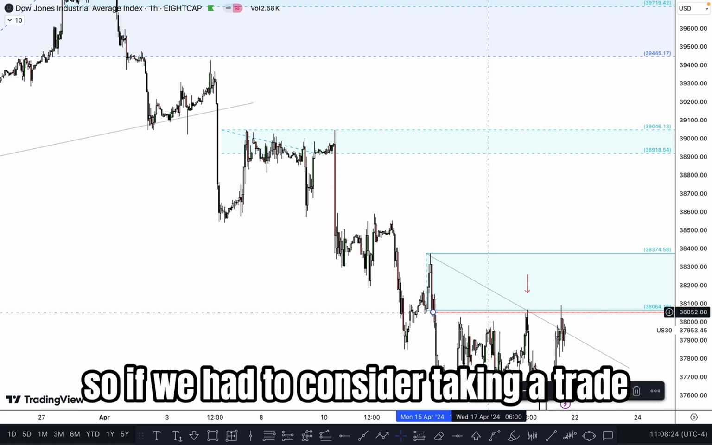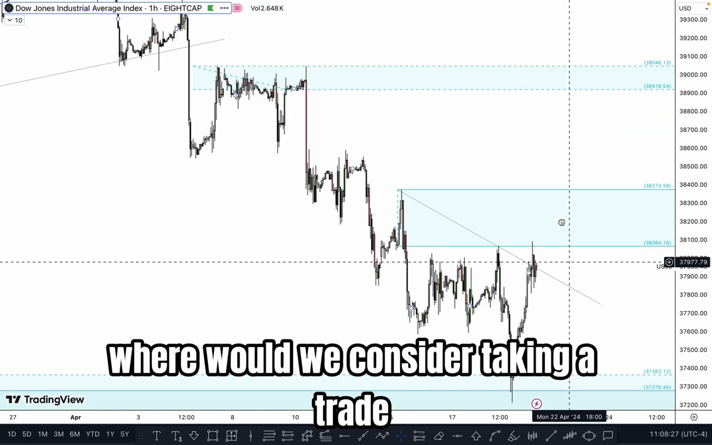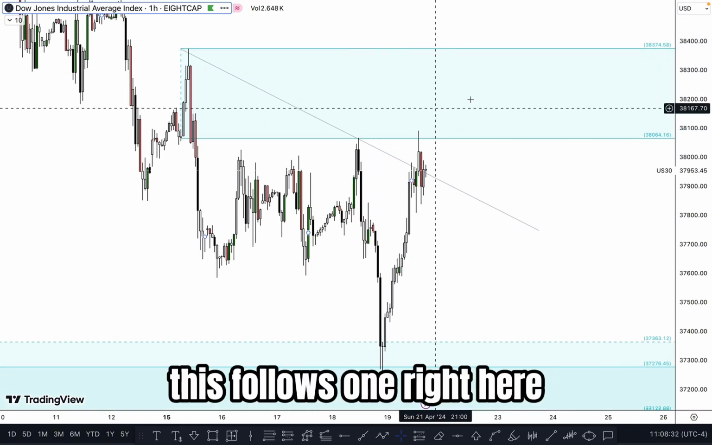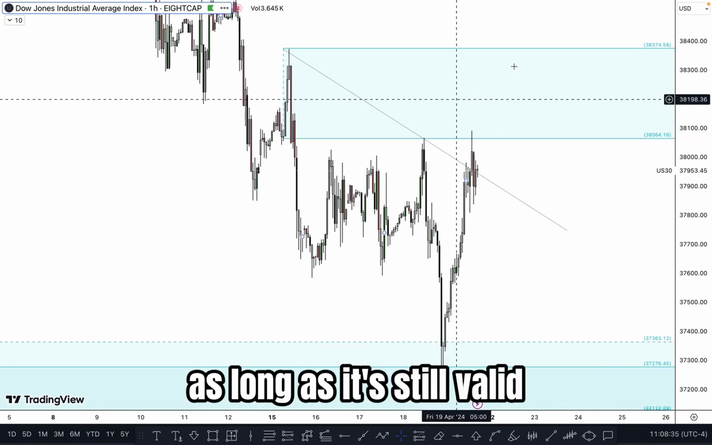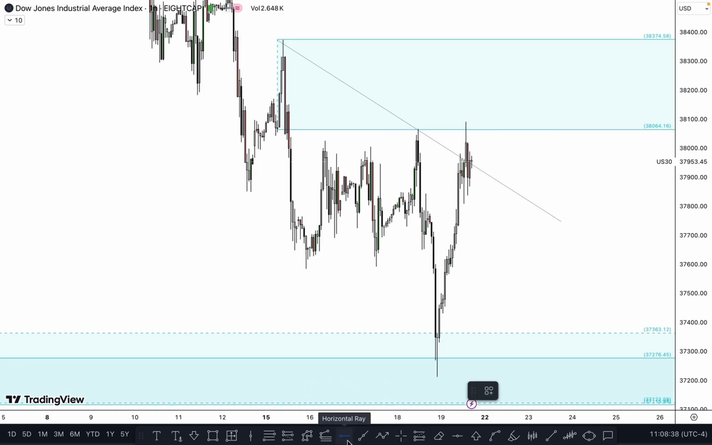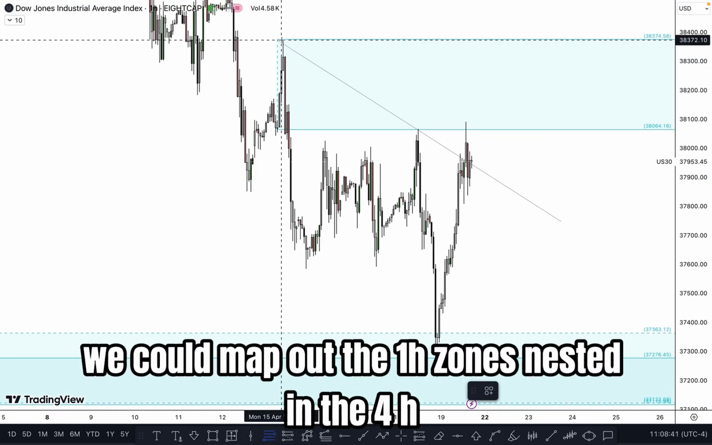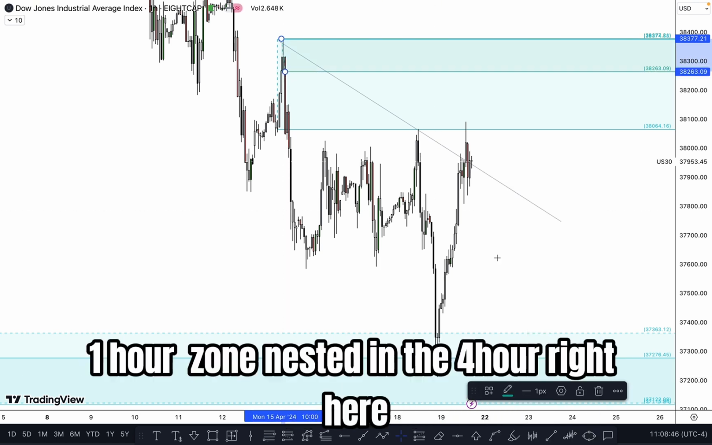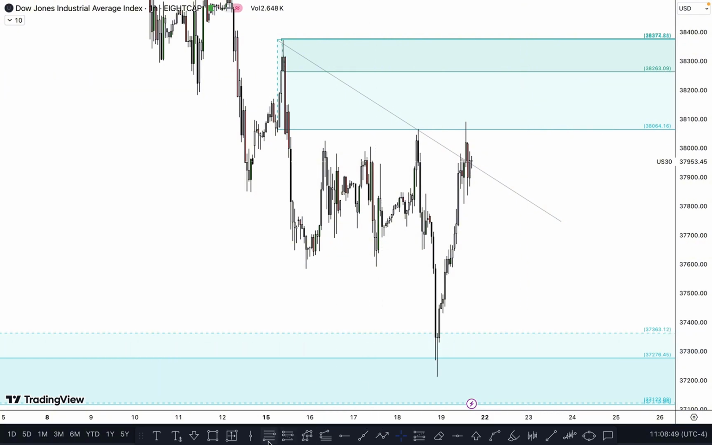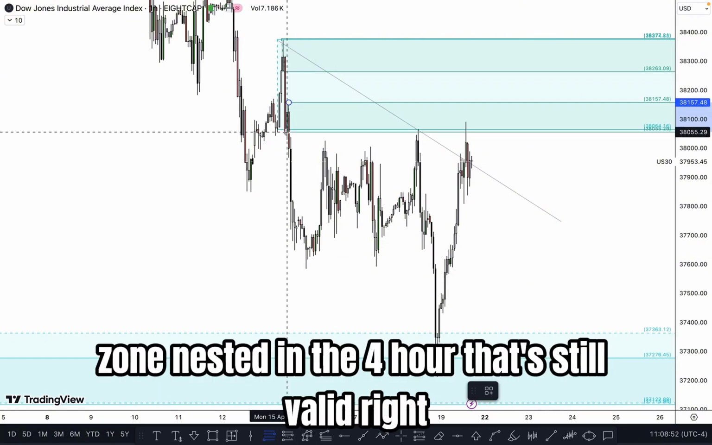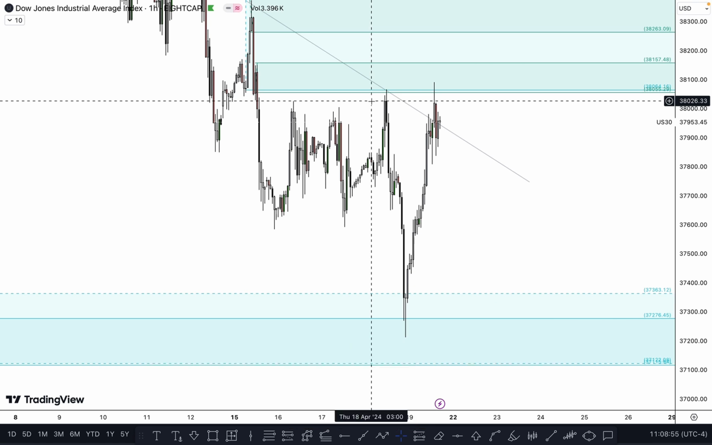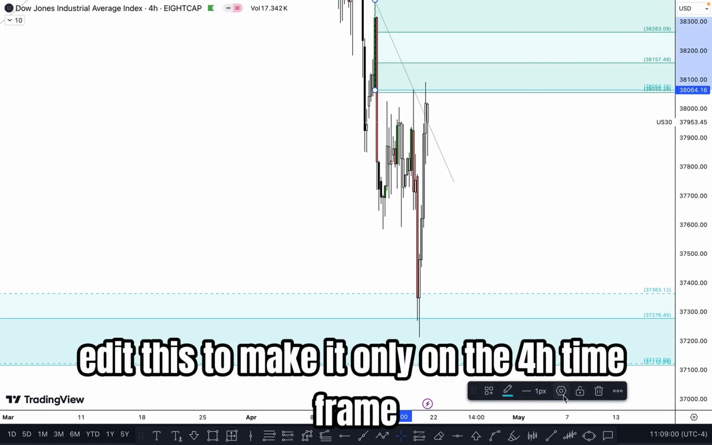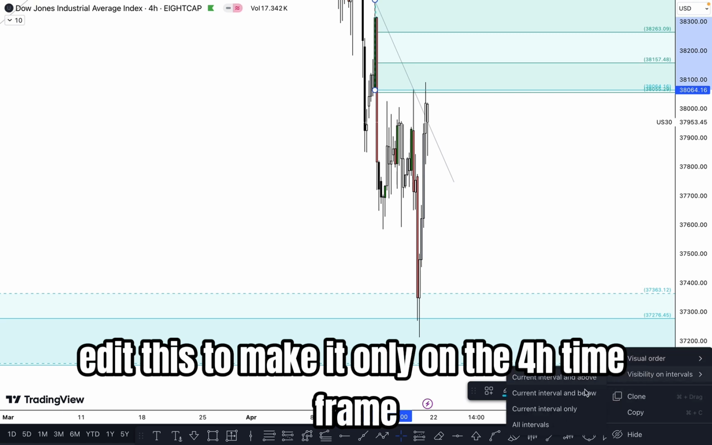So if we had to consider taking a trade on the 1-hour time frame, where would we consider taking a trade? Now, this 4-hour zone right here, as long as it's still valid, we could map out the 1-hour zones nested in the 4-hour. So this would be a 1-hour zone nested in the 4-hour right here. And this would be a 1-hour zone nested in a 4-hour. That's still valid, right? So let me just edit this to make it only on the 4-hour time frame. That's the point.